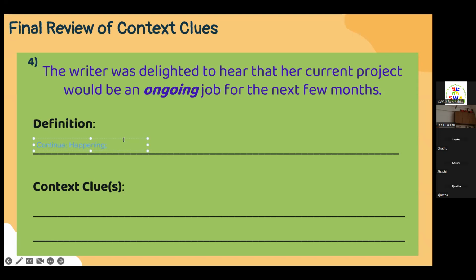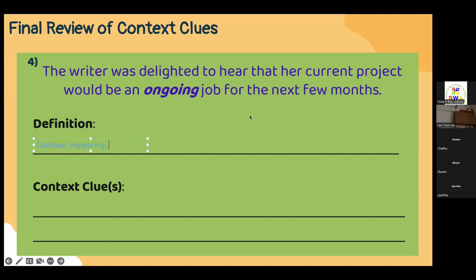Where do you find that from the sentence? Job for the next few months. Sorry? For the next few months. Okay. And Sashi, where do you find out that it was happening? Current project. Oh, current project. So I could get the meaning.